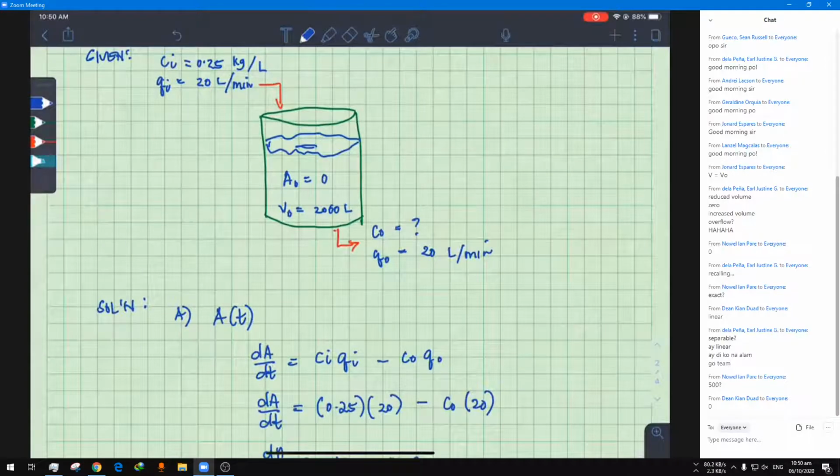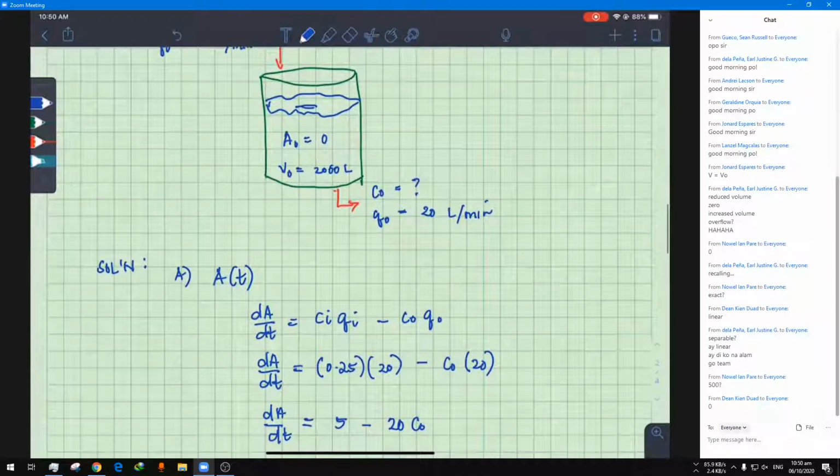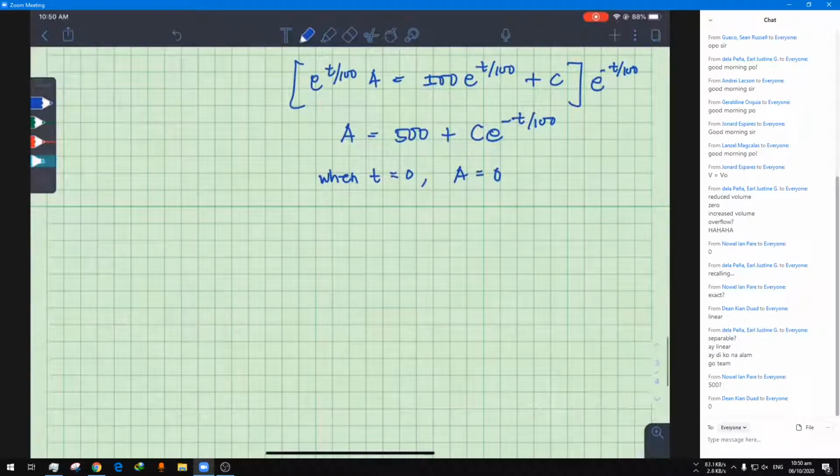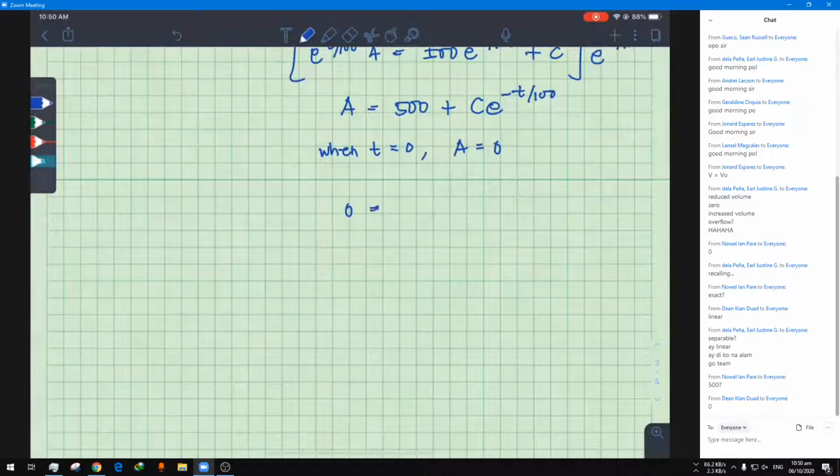So remember, di ba, it's pure water. So initially, walang laman, okay? Or walang salt that is present in the mixture. So therefore, our A sub 0 would be equal to 0 as well. So from here, we'll have 0 is equal to 500 plus C e raised to negative 0 over 100. So this is 1. So therefore, C is equal to negative 500.